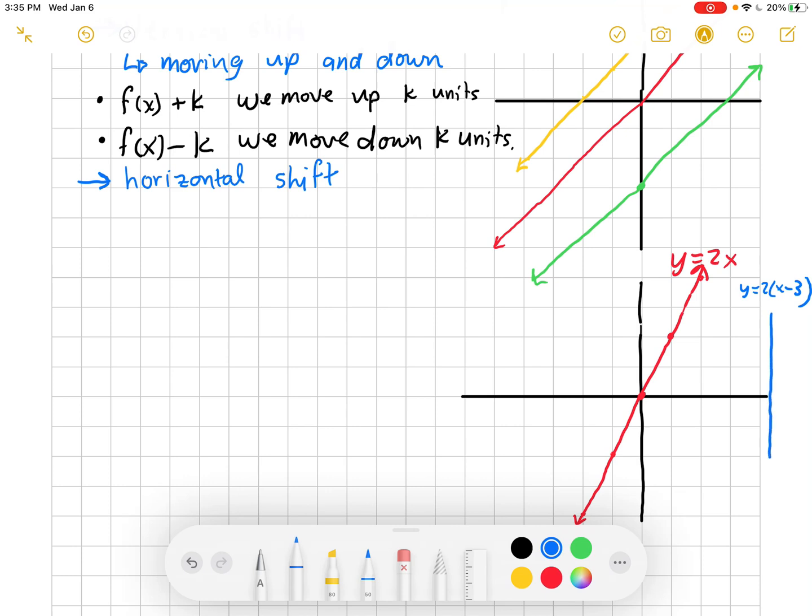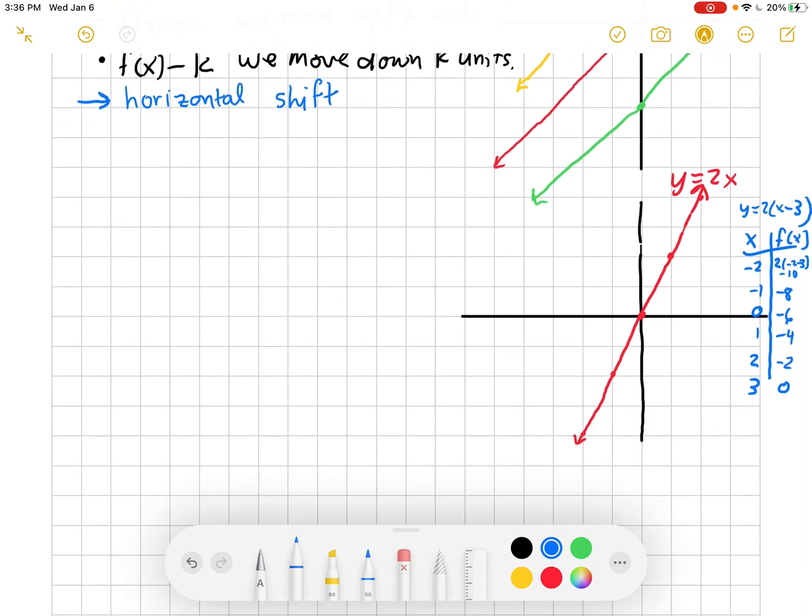We can make a quick little f of x chart. We plug in our values. When x equals -2, f of x is going to be 2 times -2 minus 3, which is -10. Similarly, we can go through it. That'll be -8, -6, -4, -2, and 0. We can plot those points. And we'll end up with something that looks like this.